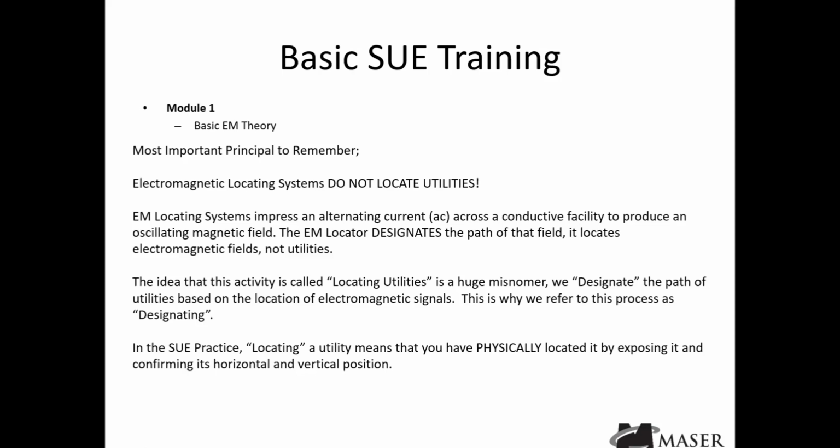So one of the most important things to remember is that electromagnetic systems, very important, they do not locate utilities. Let's make that very clear. They do not locate utilities. What they do locate is the signal that is being carried by that utility or that tracer wire. So it locates that electromagnetic field that is being carried by the facility itself or the tracer wire that's associated.